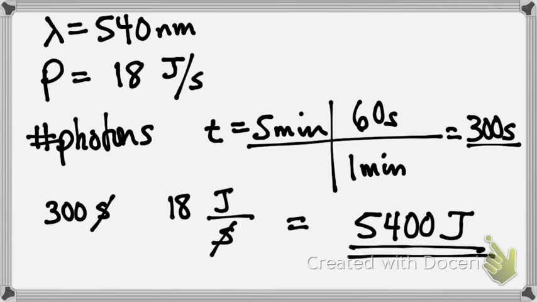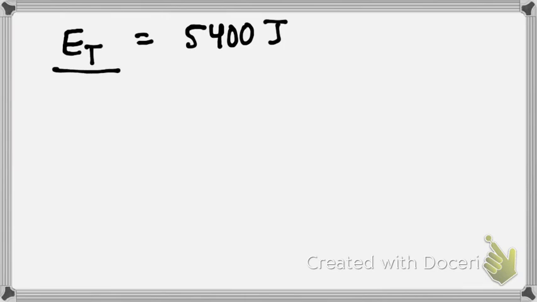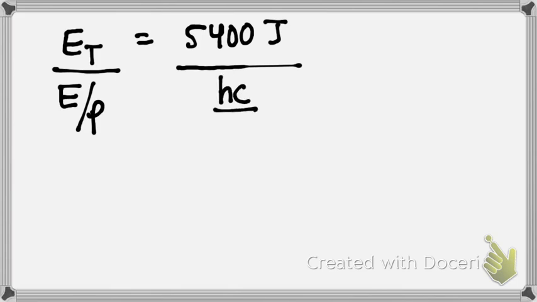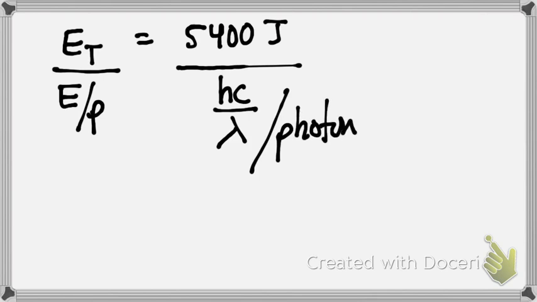If you remember in class, when we were calculating number of photons, we took the total energy, which we now know is 5,400 joules, and we divided that by energy per photon to equal the number of photons. This is the delta E that we compute. That will be hc over lambda per photon. So doing the simple math will give us the number of photons.